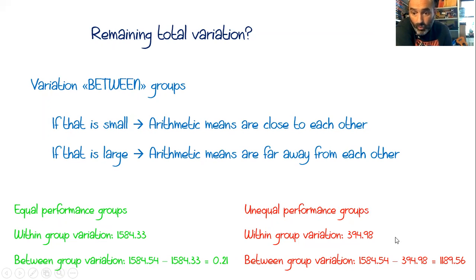And this one is one third, not even two times larger, it's one third. Obviously, the dominating variation here is within group, and the dominating variation here is between group. If between group variation is small, arithmetic means are expected to be close to each other. If it is large, then you expect the arithmetic means to be far away from each other. That's going to be the basis of your inference, right?